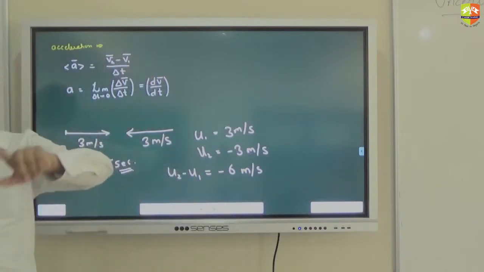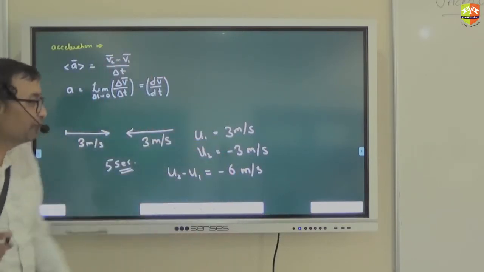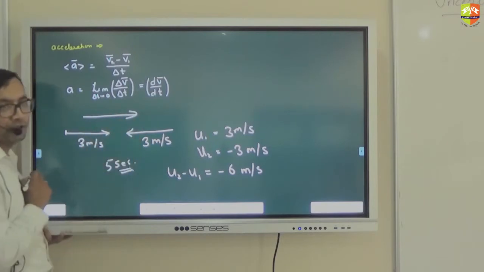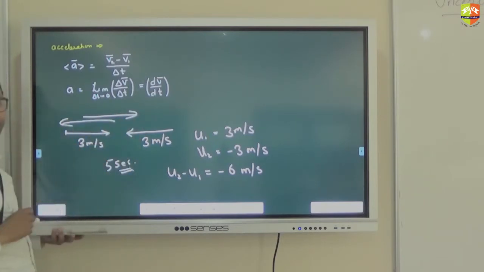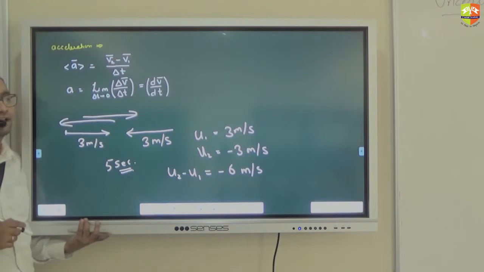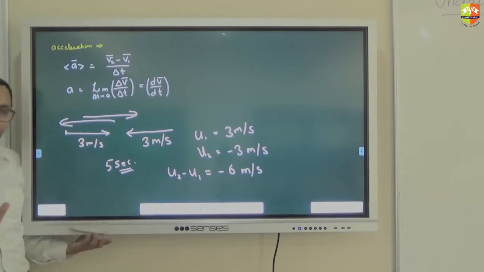Opposite to the direction you assume positive. Which direction do you assume positive? That direction. So your acceleration is this way. That is what the negative sign signifies. That's all, nothing else.